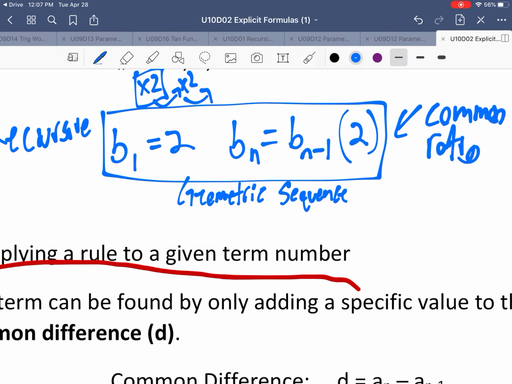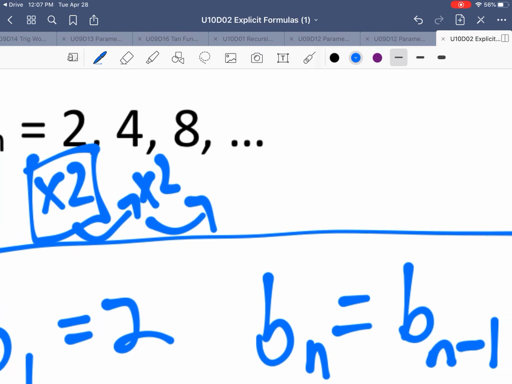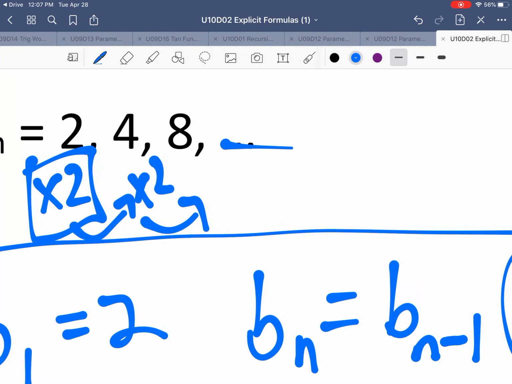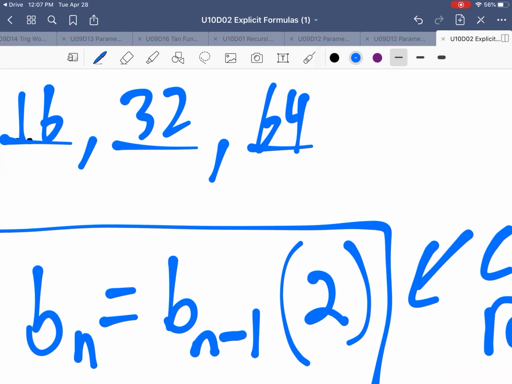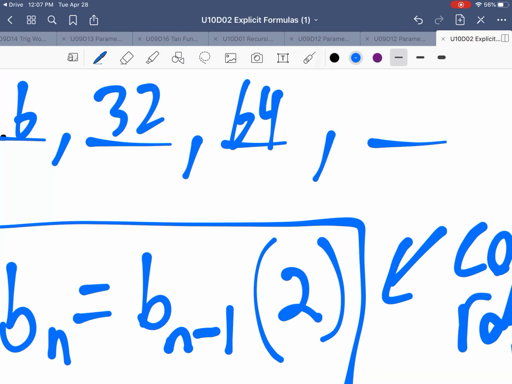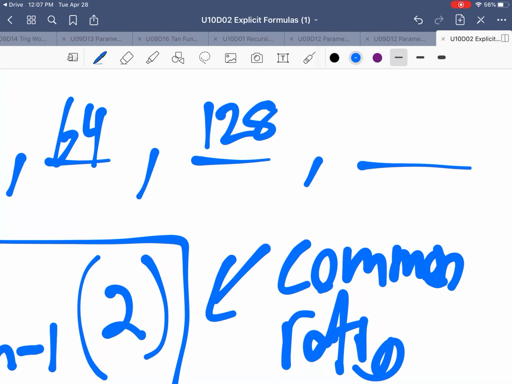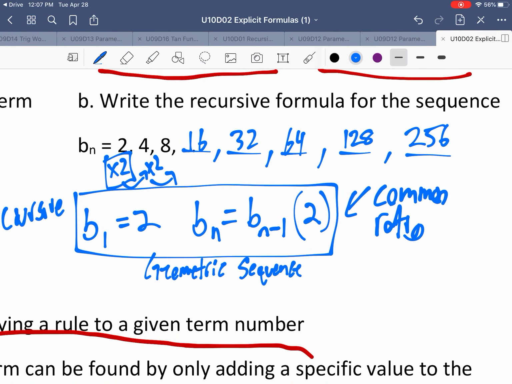And it also has a shortcut formula. So let's say I want to find the 8th term. Well, I can just keep multiplying. So the 4th term is 16, the 5th term is 32, the 6th term is 64, the 7th term is 128, and the 8th term will be 256. Was there a shortcut to doing this? Yeah, I could just start at 2 and multiply by 2 1, 2, 3, 4, 5, 6, 7 times.